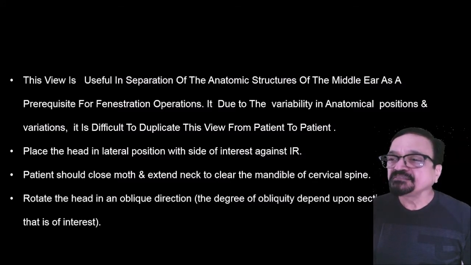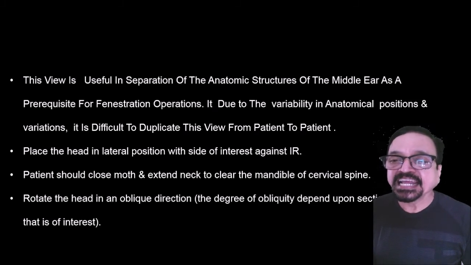It is due to the variability in anatomical position and variation. It is difficult to duplicate this view from patient to patient because there are different angulations and different anatomical structures. So what we suggest is to go for one X-ray and modify it accordingly. We are going to see it when we come to the film reading.